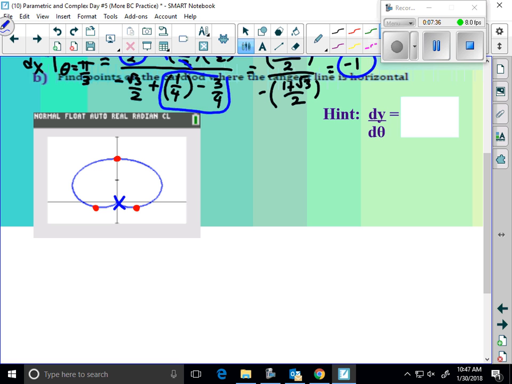This point right here is not. That is not going to be a horizontal tangent because it's a cusp. It's not a smooth curve. It's not differentiable at that point. So let's find these 3 points. How would we do that?